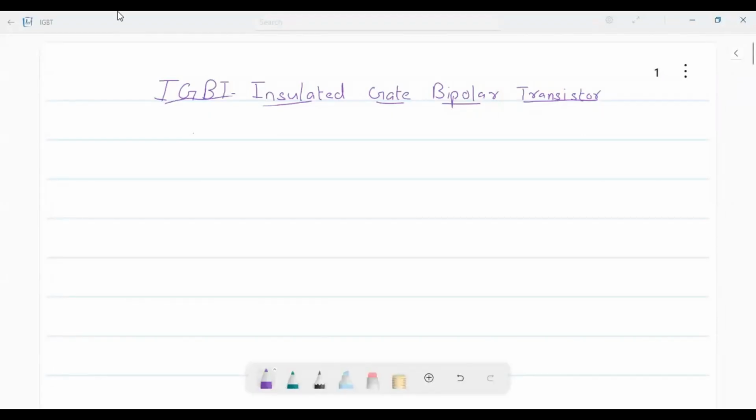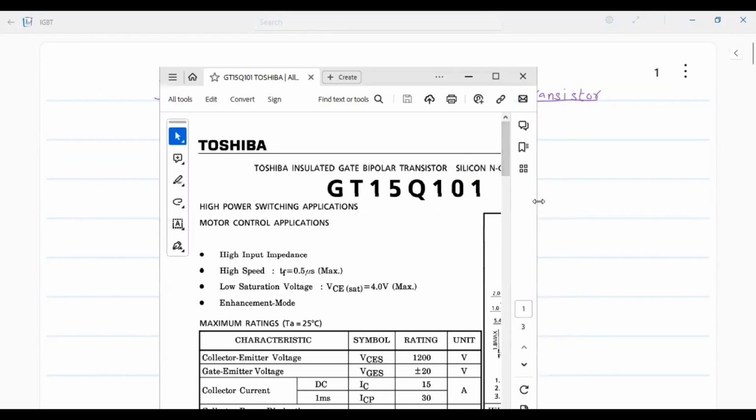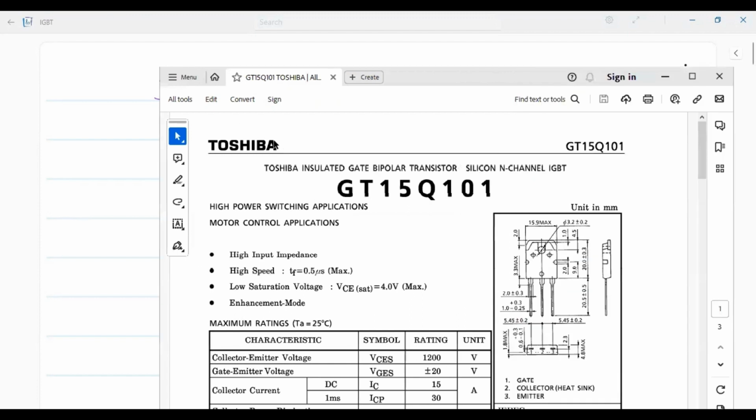Hi everyone, today we will see the topic IGBT. IGBT means insulated gate bipolar transistor. We'll just see the data sheet of one IGBT. One part number is GT15Q101. It is a silicon N-channel IGBT normally used in high power switching applications and motor control applications.